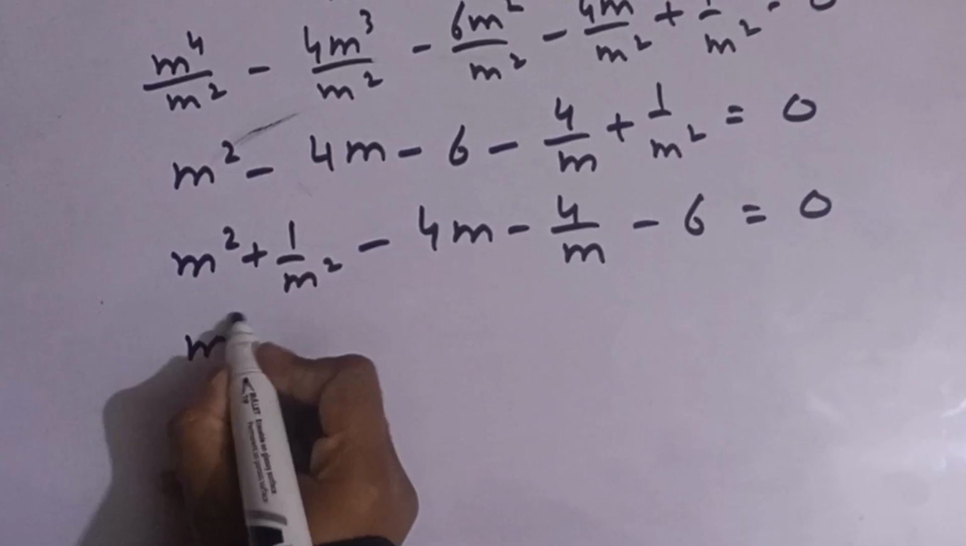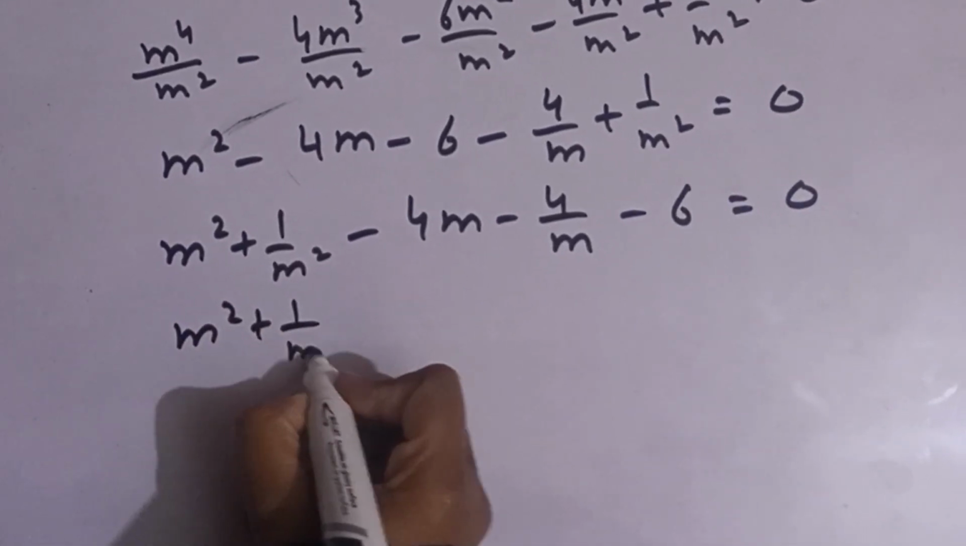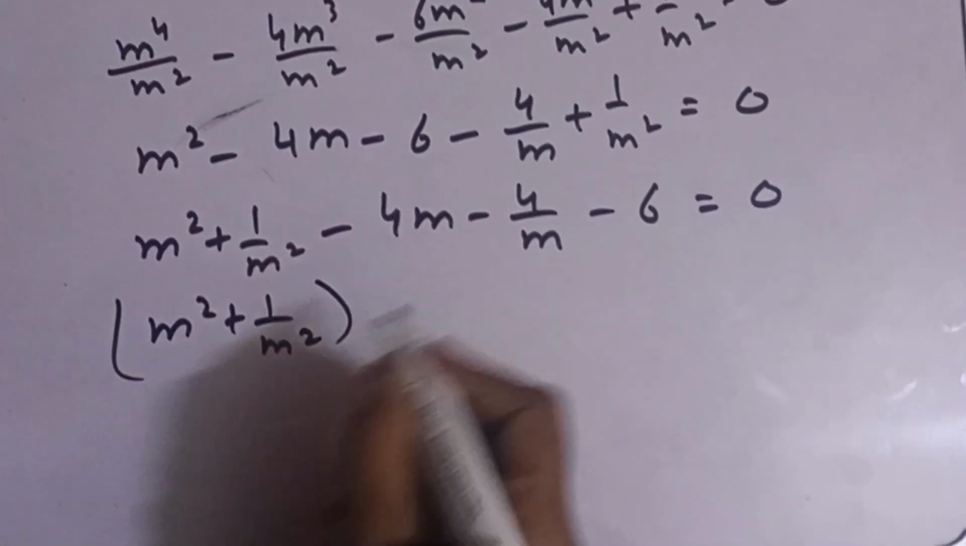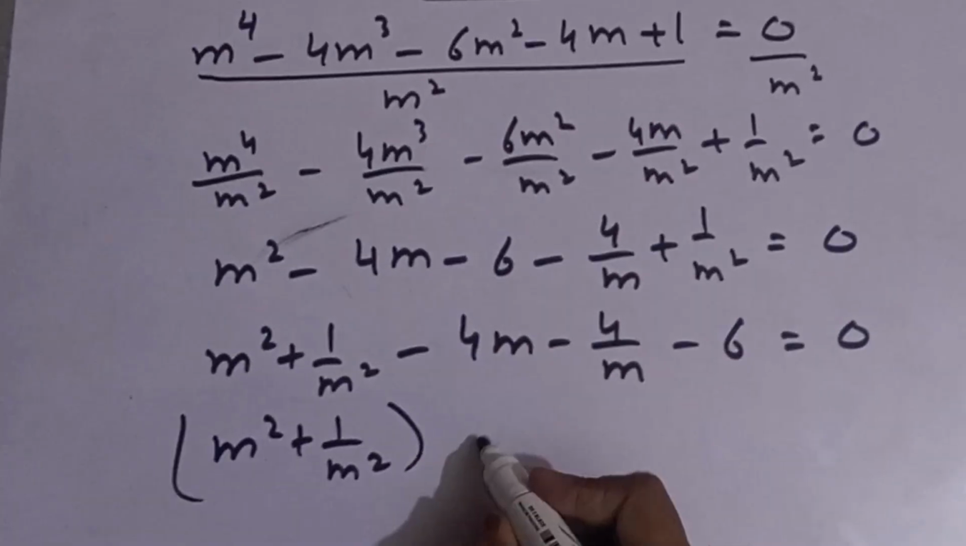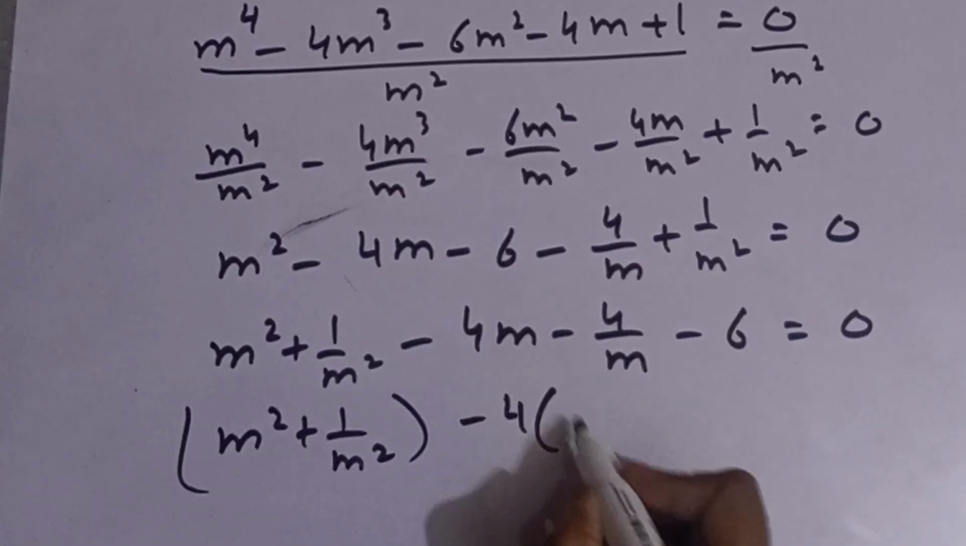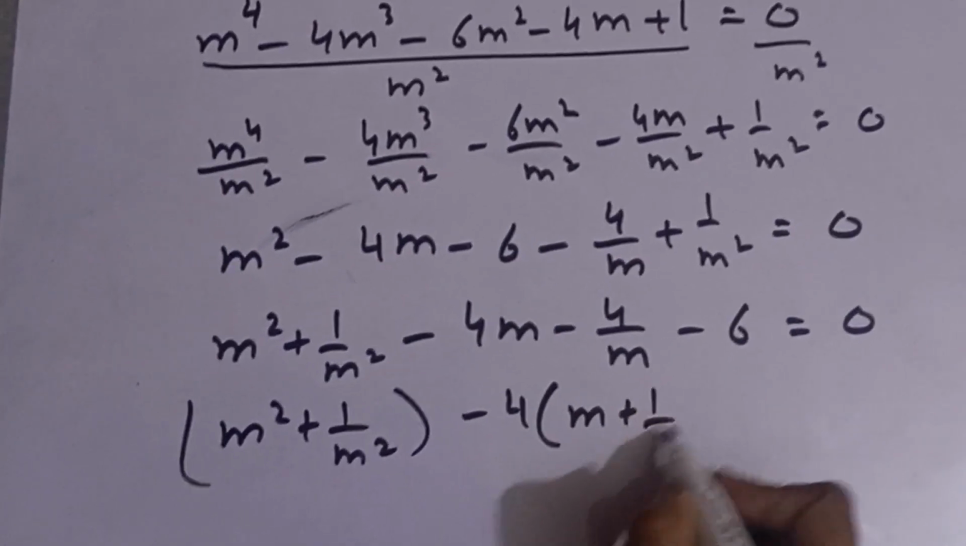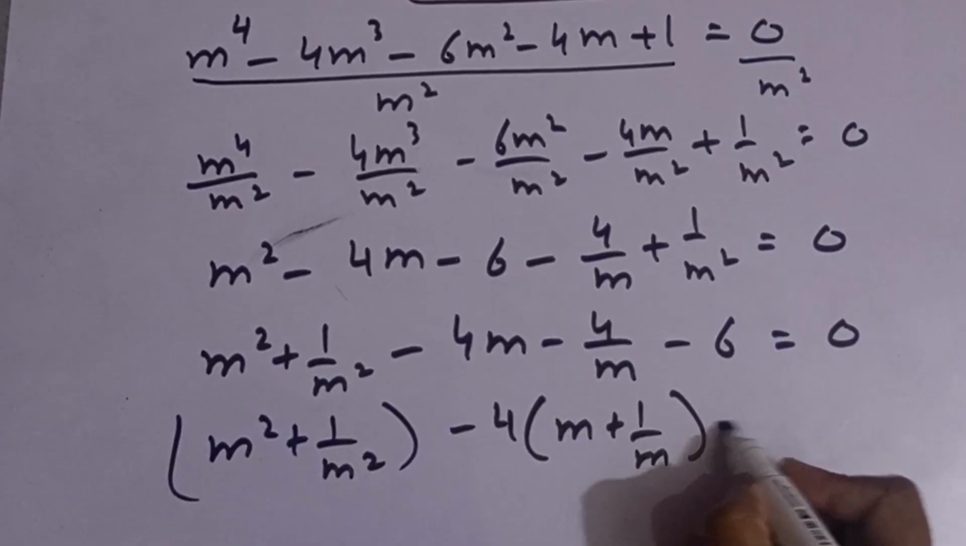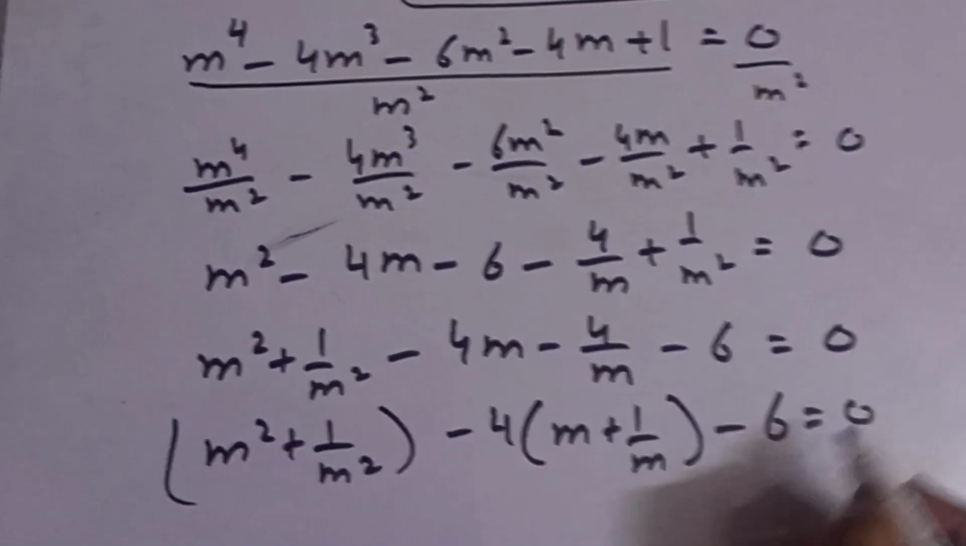Rearrange this: m squared plus 1 over m squared. 4 is involved in these two terms, so we factor out minus 4. Then the remaining value is m plus 1 over m. And this is minus 6. The right hand side is 0.